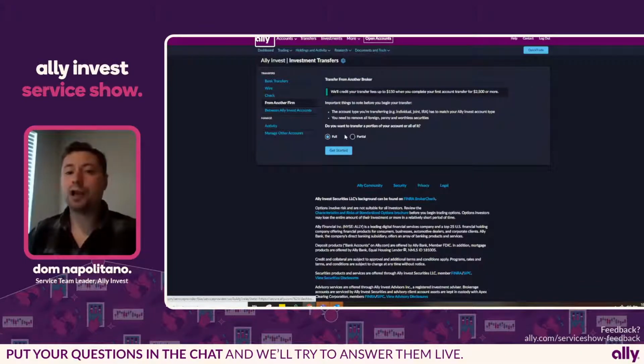Also, you may want to contact the sending firm before you initiate this kind of transfer. Most firms actually have a fee. Ally Invest actually has a $50 fee. But if they do, no worries there. We'll actually reimburse up to $150 if you were to transfer over $2,500 or more into your Invest account. We would just require a form and a statement to be completed. Once we have that, we will gladly reimburse up to $150.